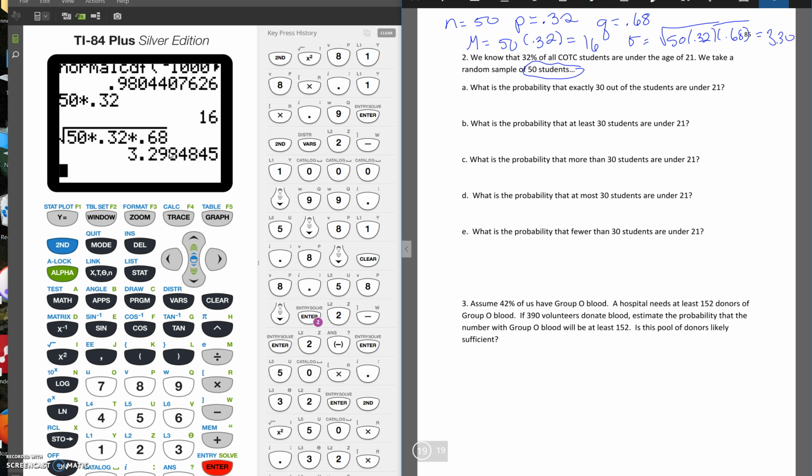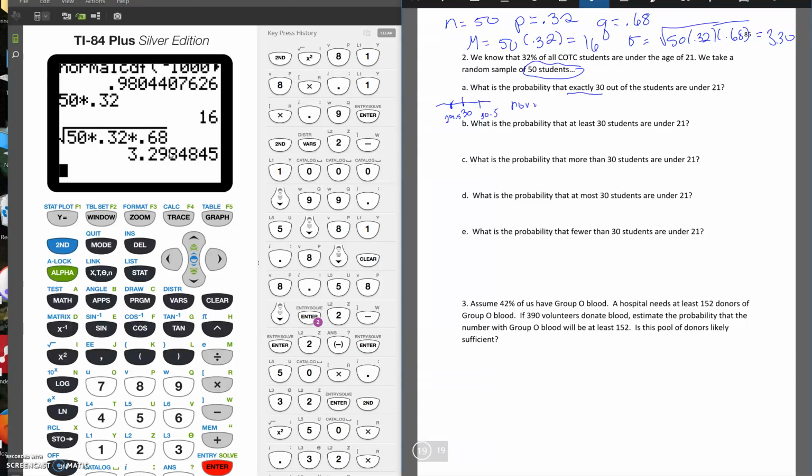Okay, so part A says, what's the probability that exactly 30 of the students are under 21? Now, normally, you remember when we said continuous exactly would be 0, but this is actually coming from a discrete distribution where you can have exactly a number. So if we think on a number line, we want exactly 30. Well, we're actually going to go down by 0.5, so 29.5, and go up by 0.5, so 30.5, and that's going to be our interval.